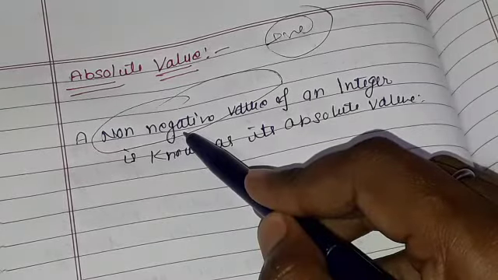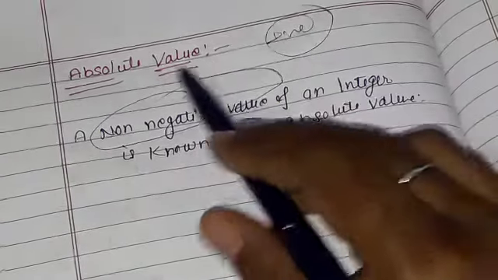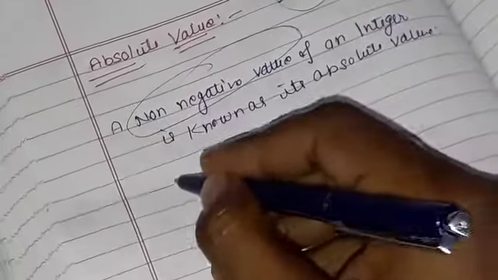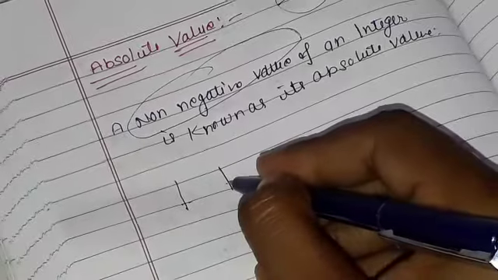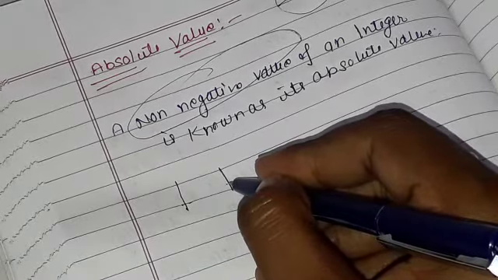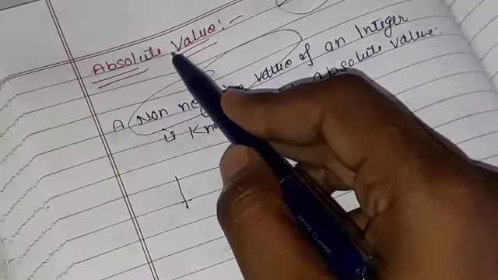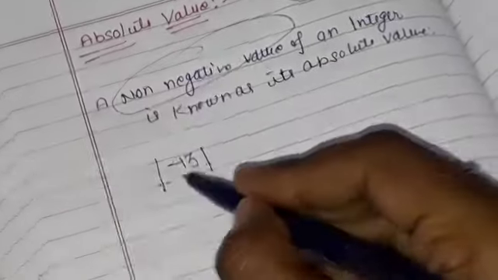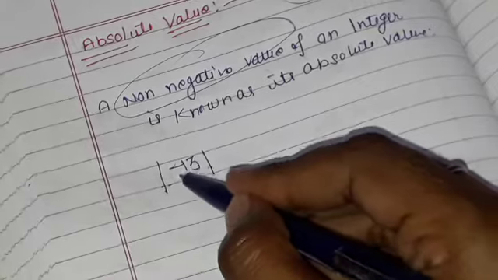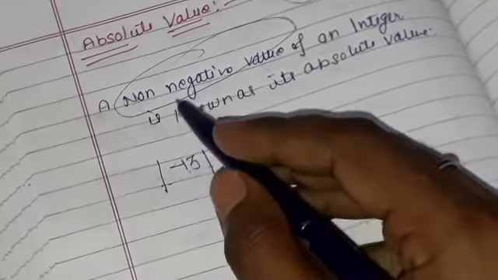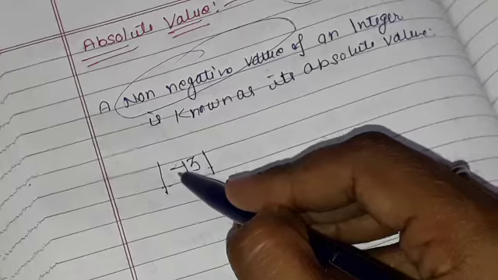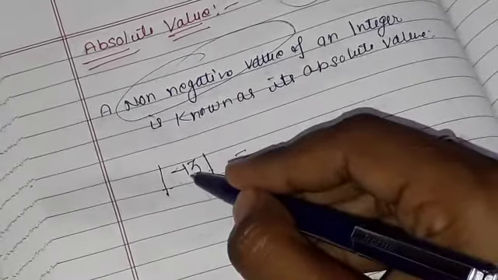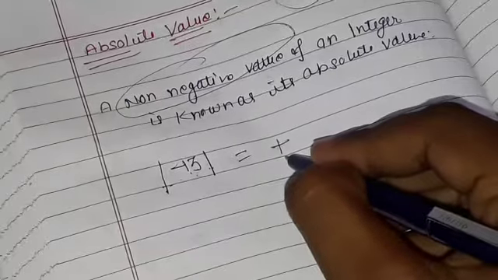Whether your number is negative or positive, its absolute value is always positive. So by these two bars we can show the symbol of absolute value. Suppose I am talking about the absolute value of minus 13. You all know this minus 13 is an integer, a negative integer. So the absolute value of this negative integer is always plus.